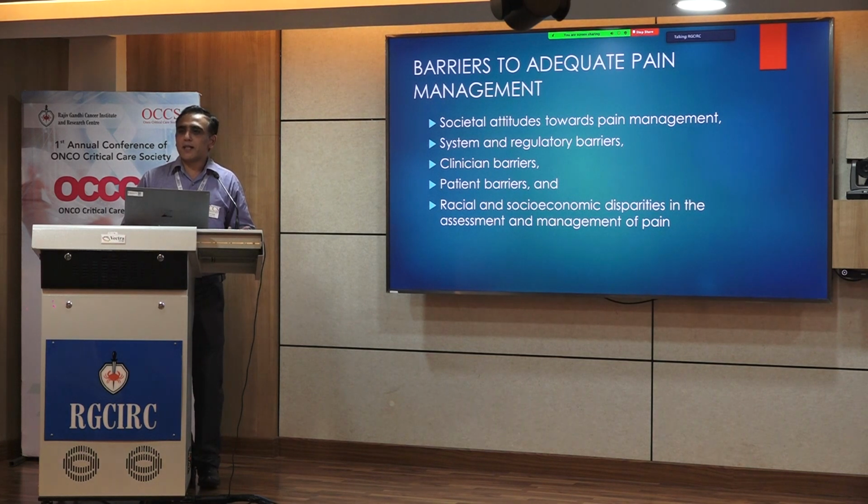System and regulatory barriers come in the picture when we need opioids for the patients. They are not freely available. You need to maintain documentation. You need to have licenses for procuring as well as for prescribing these drugs. Even the stockists need big registers to maintain. So that creates a big problem for the availability.